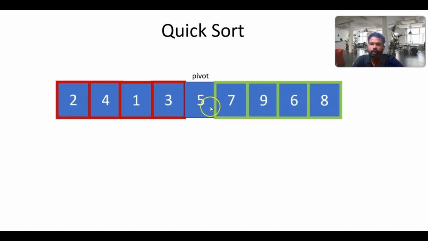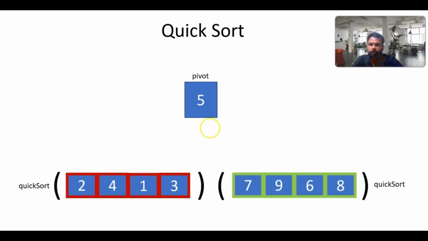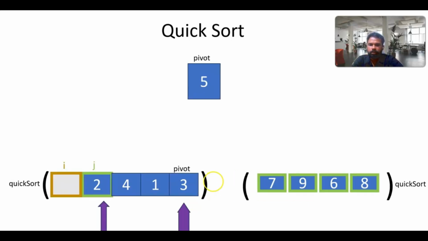Okay, now we have two unsorted arrays, one left to the pivot element and the other one right to the pivot element. So now we have to sort these two arrays separately in a quicksort function. First we will sort the left array in a quicksort function.